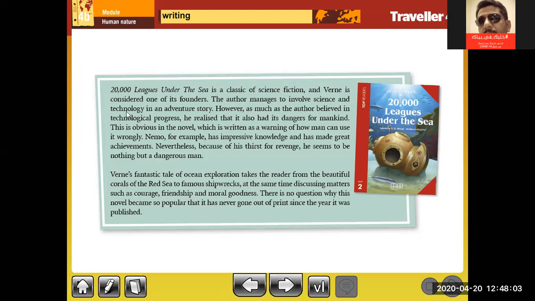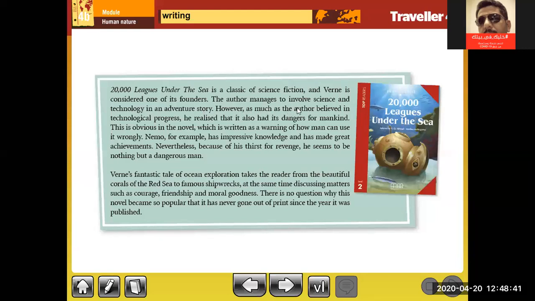And Verne is considered one of its founders, the first people to write, or he is thought to be the founder of science fiction novels, مؤسس الخيال العلمي. The author, the writer, manages to involve science and technology in an adventure story. استطاع إنه يعمل ميكس أو يدمج الخيال والتقنية والتكنولوجيا في قصة مغامرات.